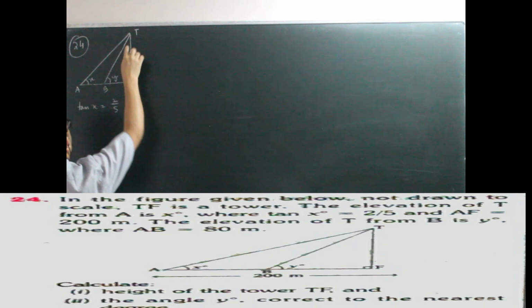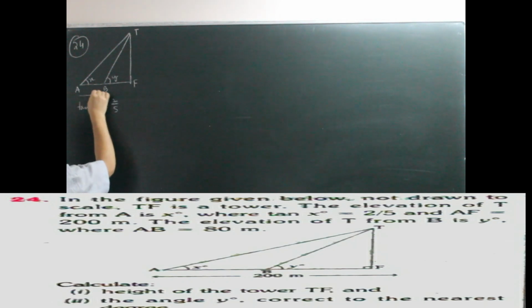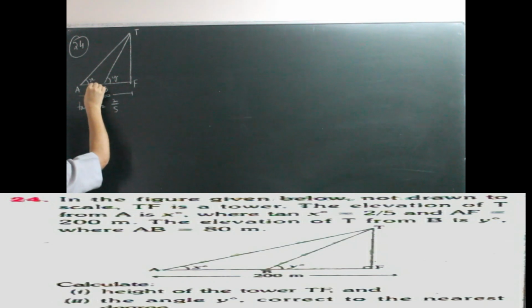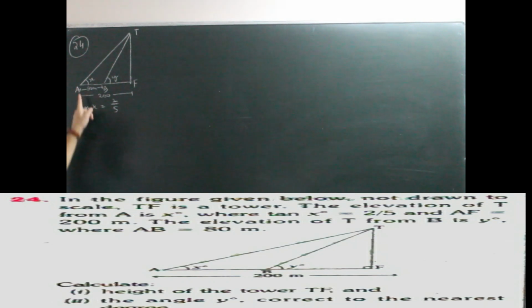Let me mark here. AF from here to here, full, is 200. The elevation of T from A is x degree, where tan x equals 2 by 5, and AF equals 200 meter. The elevation of T from B is y degree, where AB equals 80 meter. So you are also given AB is 80 meter. From here to here is 80. So this part is 80, full is 200.